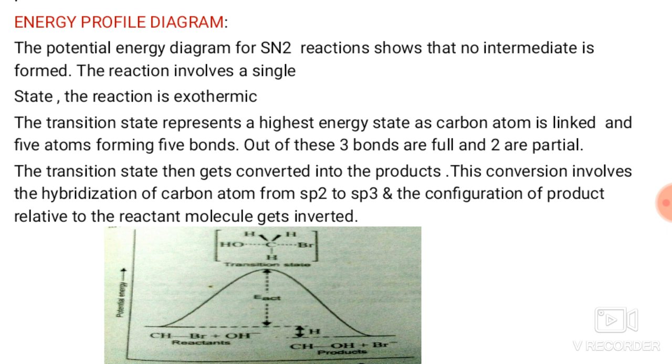The transition state gets converted into products. This conversion involves a change in hybridization of the carbon atom from sp2 to sp3, because of complete breaking of the carbon-bromine bond and complete making of the carbon-hydroxy bond. In that case, the hybridization of the central carbon atom changes from sp2 to sp3 and the configuration of the product relative to the reactant molecule gets inverted.